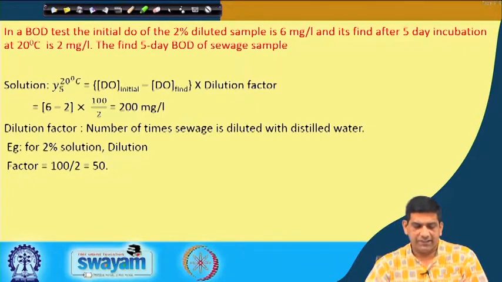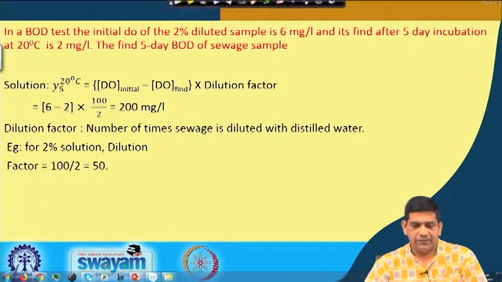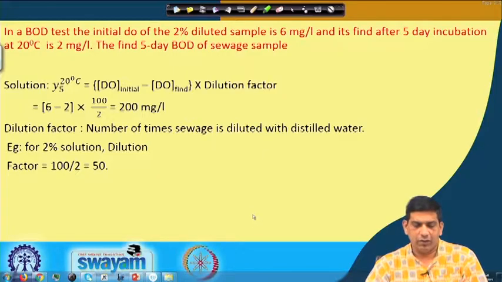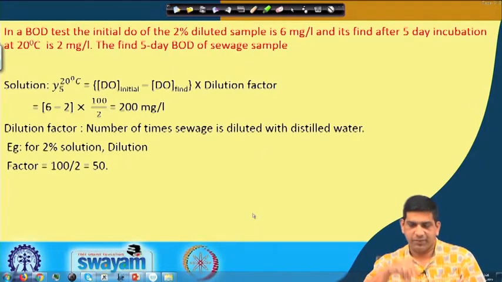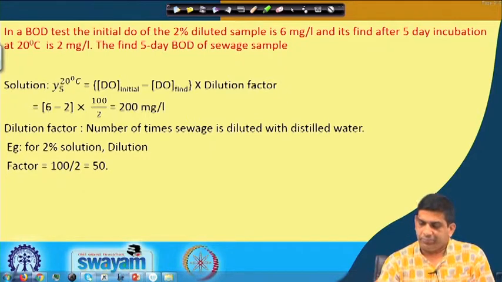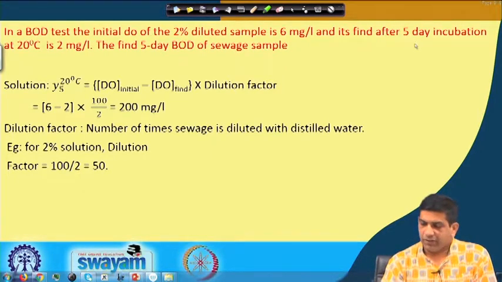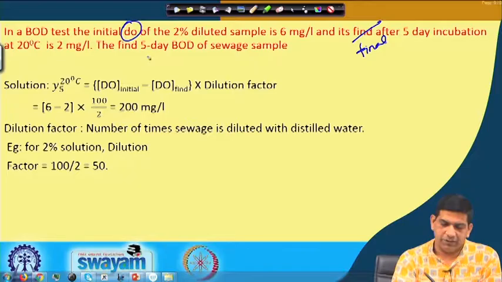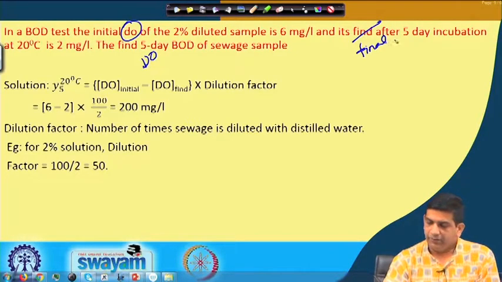Let us look at some numbers, so that you can understand what is going on. Suppose there is a BOD test where the initial DO of the 2% diluted sample is 6 milligrams per liter, and the final DO after 5-day incubation at 20 degrees centigrade is 2 milligrams per liter. What is the 5-day BOD of the sewage sample?